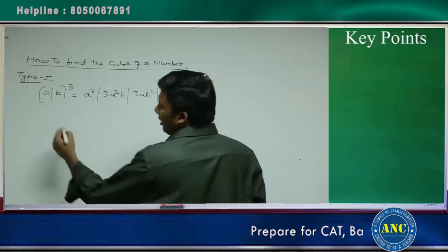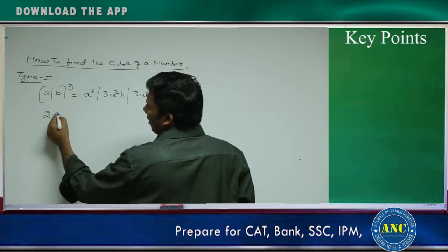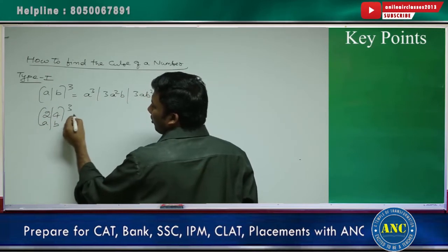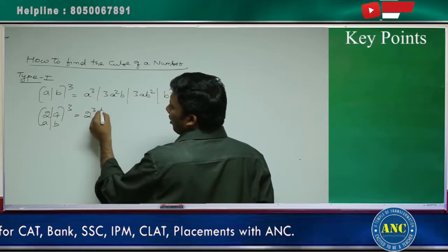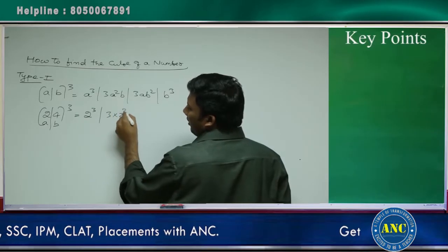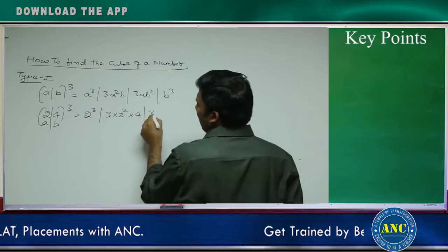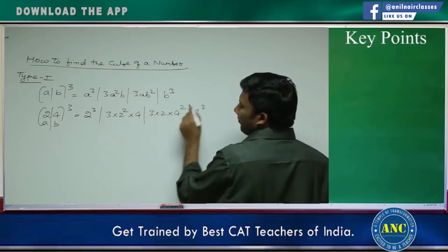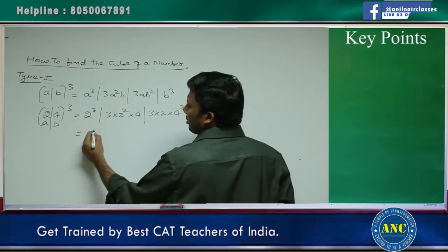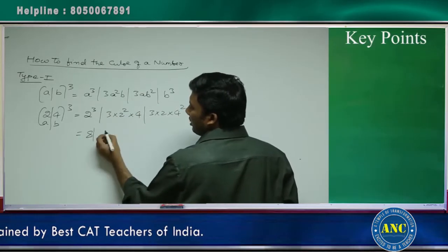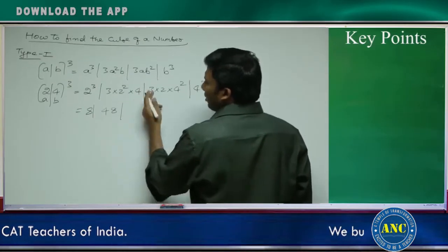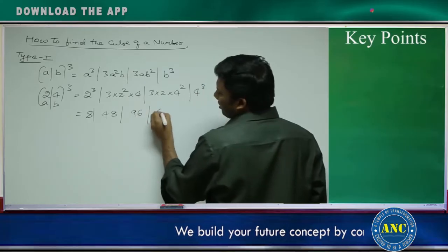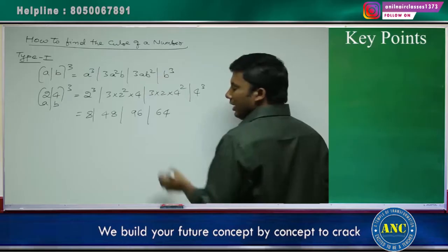Let us see 3 to 4 examples. 24 whole cube. A is 2, B is 4. So this will be A cube, 3A square B. Next will be 3AB square. Next will be B cube. 2 cube is 8. 4 4s are 16, 3s are 48. 3 2s are 6, 6 16s are 96. 4 cube is 64. Write down the unit digit.